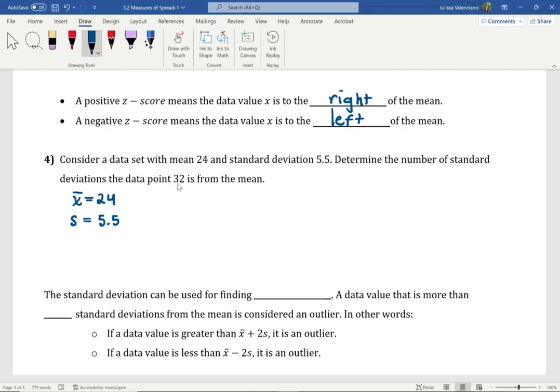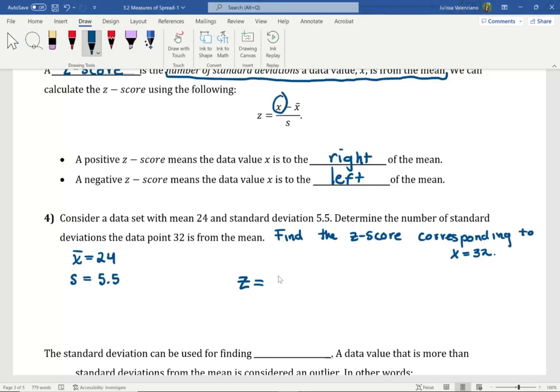If we were being told that we have the mean and the standard deviation for the population, then we would write mu is equal to 24 and sigma is equal to 5.5. We're going to assume that this is coming from a sample. So that is what's given on the first sentence. Now, determine the number of standard deviations the data point 32 is from the mean. That second sentence can be rephrased as find the z-score corresponding to x equal to 32.